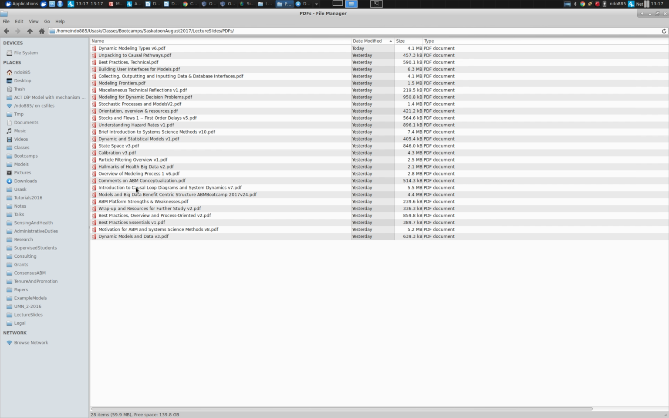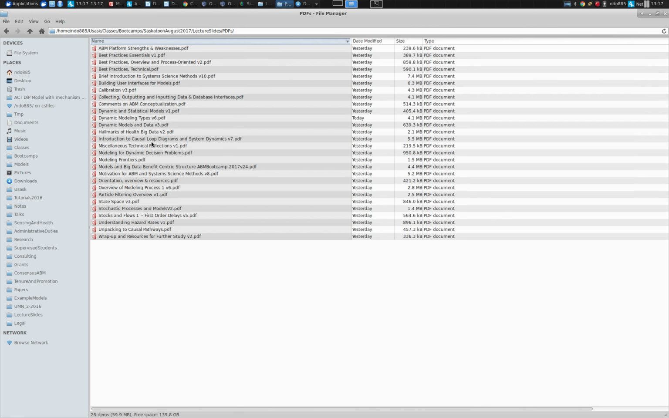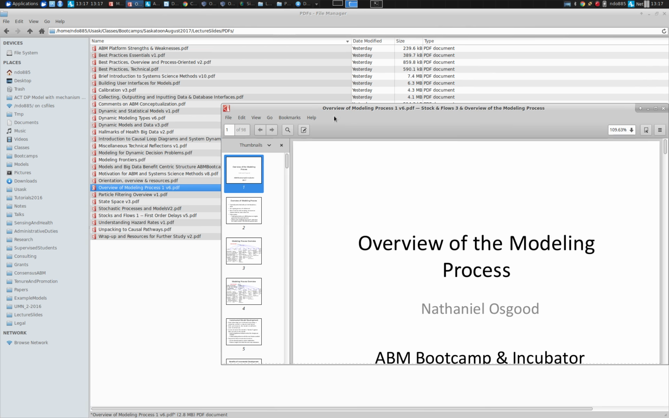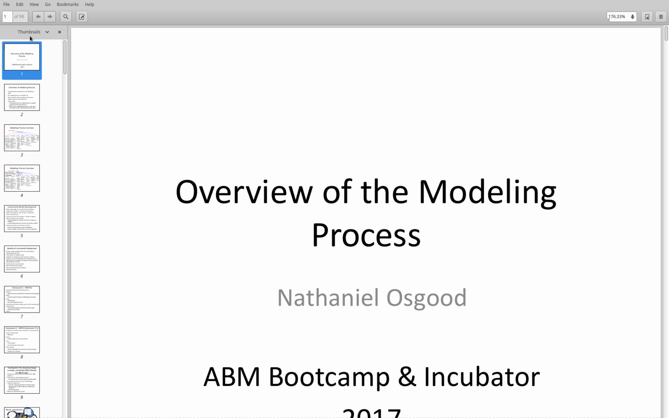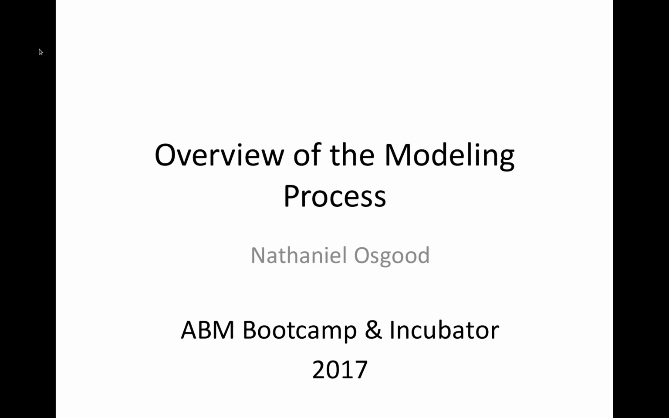And once again, I'm having a devil of a time. I'm not sure if only a subset of these PDFs got there or what, but it's almost like a few. Oh, here it is. Overview of modeling process 1. Okay, this document should be on your slides area, on your thumb drives or the website.